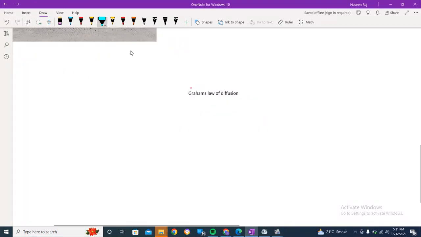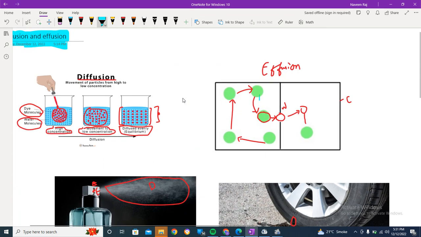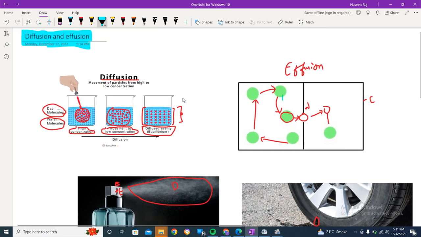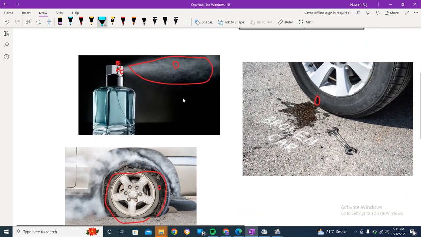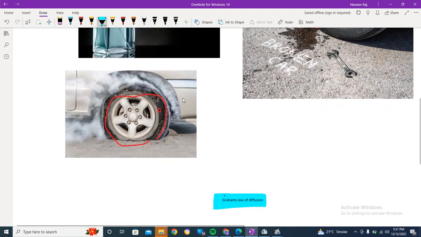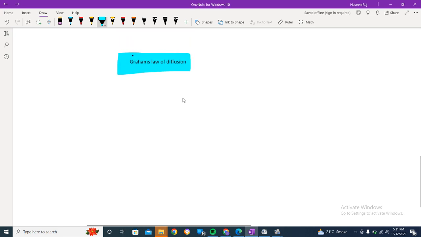In this video we're looking into Graham's law of diffusion. This is one of the most important topics in chemistry and in physics as well. In the previous video we discussed effusion and diffusion. What are they? If you haven't checked that video, do check that out because that is quite interesting and important as well. I made the concepts clear with the help of diagrams and it went amazing. Now let's move on to today's topic, that is Graham's law of diffusion.